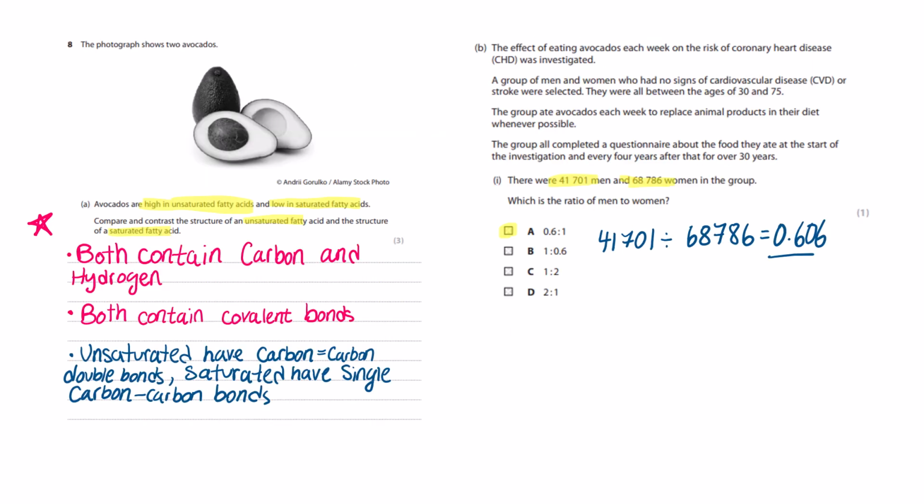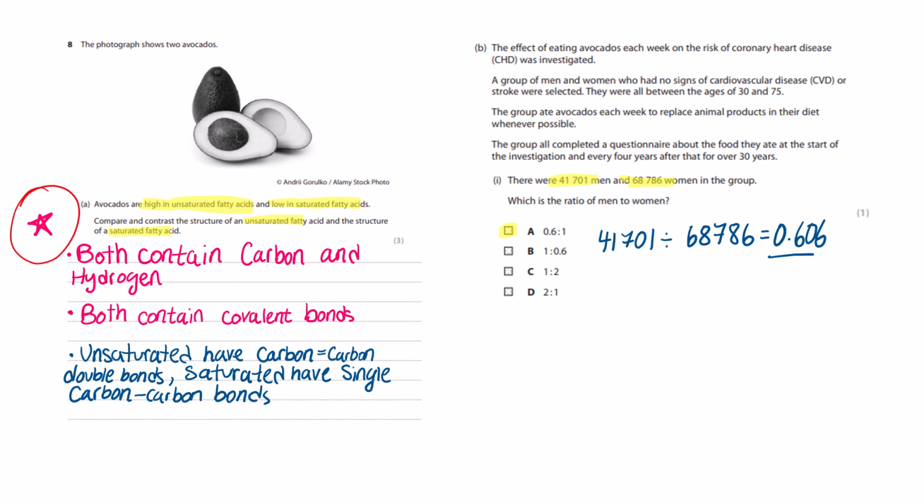Okay, now question 8. The photograph shows 2 avocados. Avocados are high in unsaturated fats and low in saturated fats. Compare and contrast the structure of an unsaturated fatty acid and the structure of a saturated fatty acid. This is a constant repeated question in all the exams, so also make a flashcard of this.